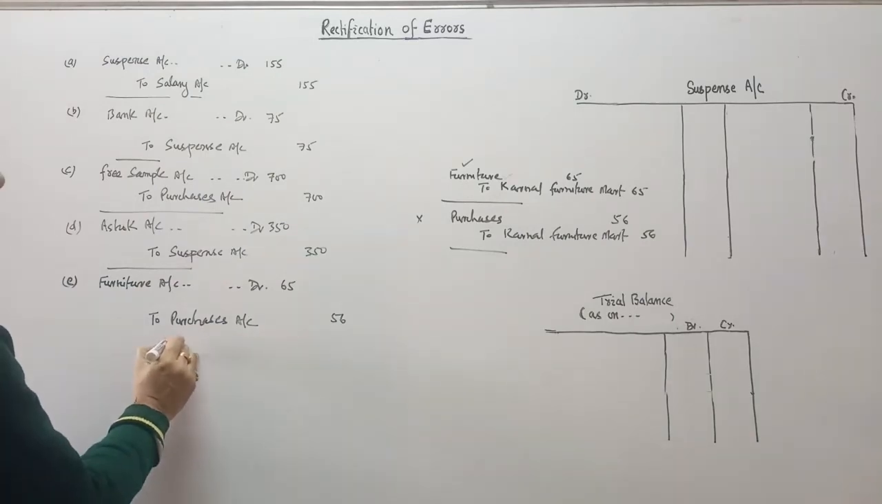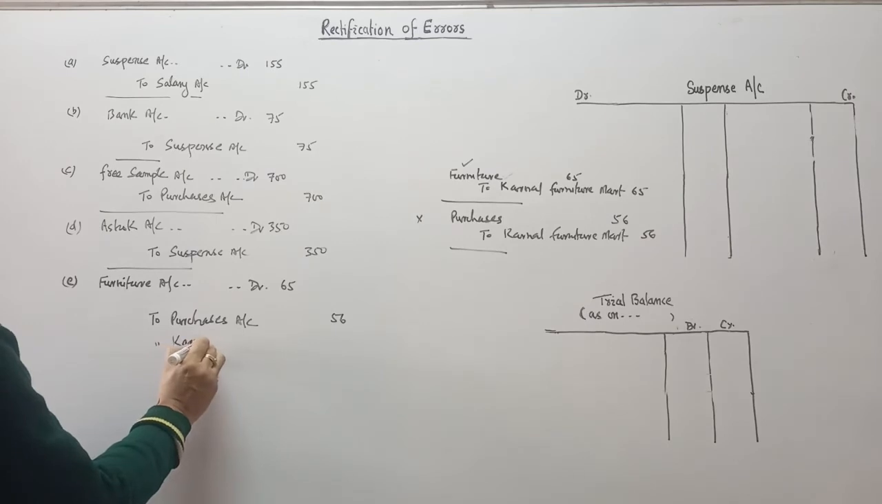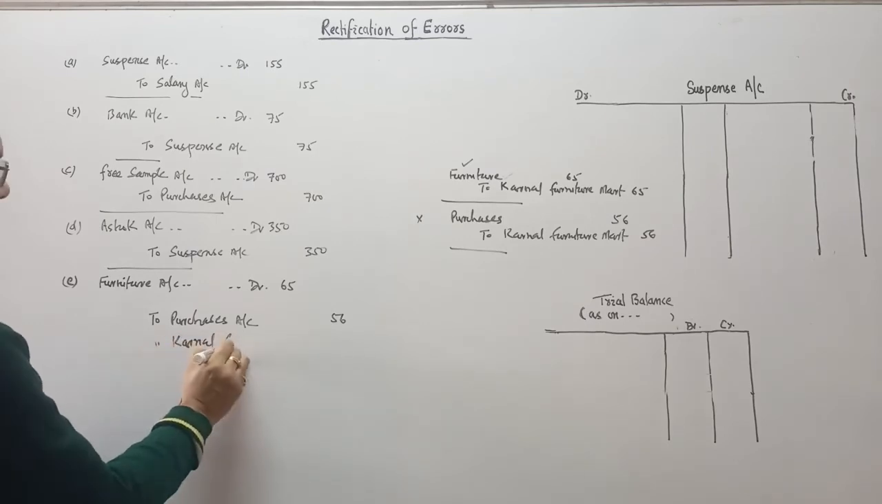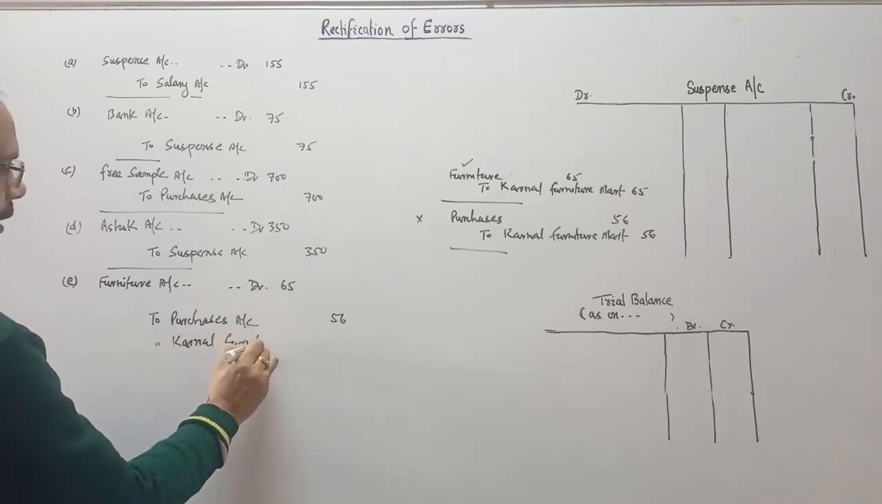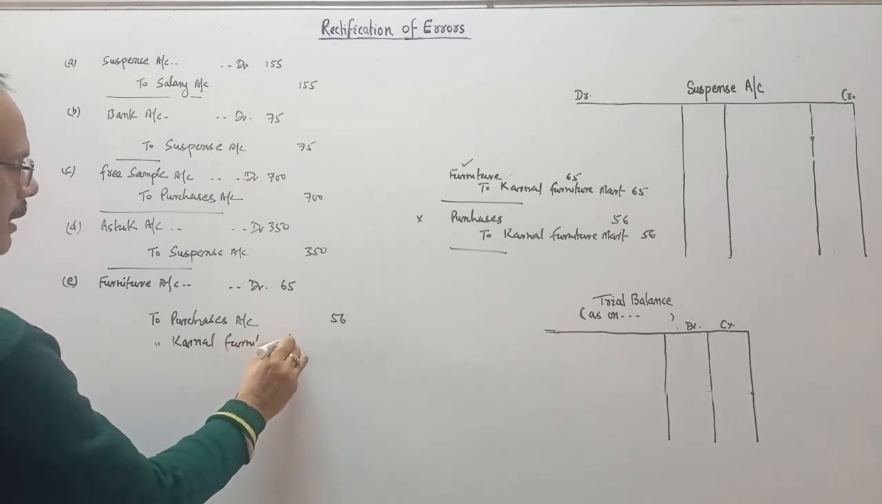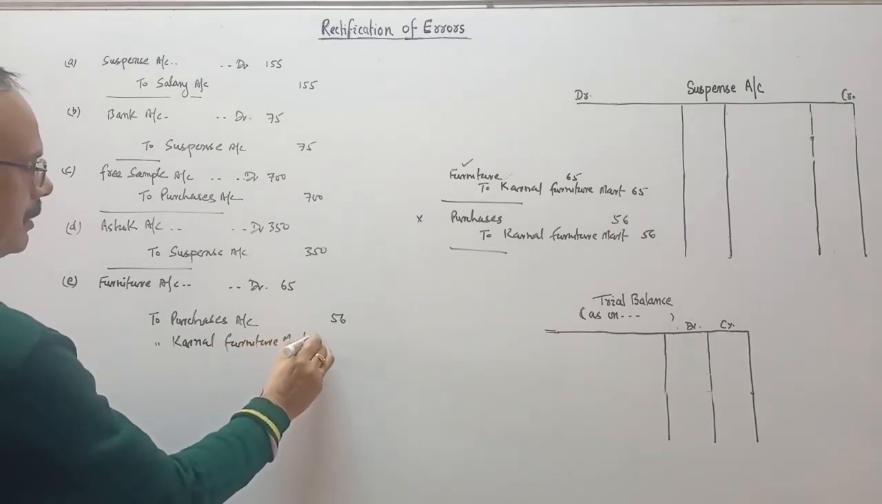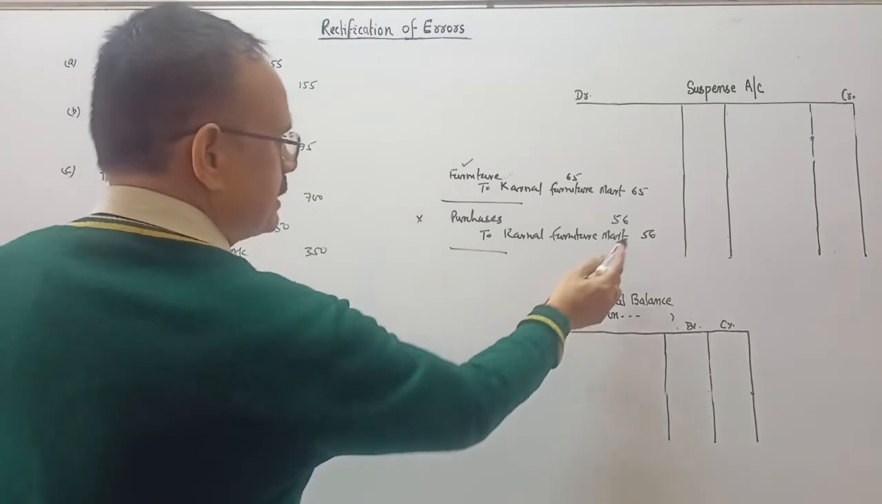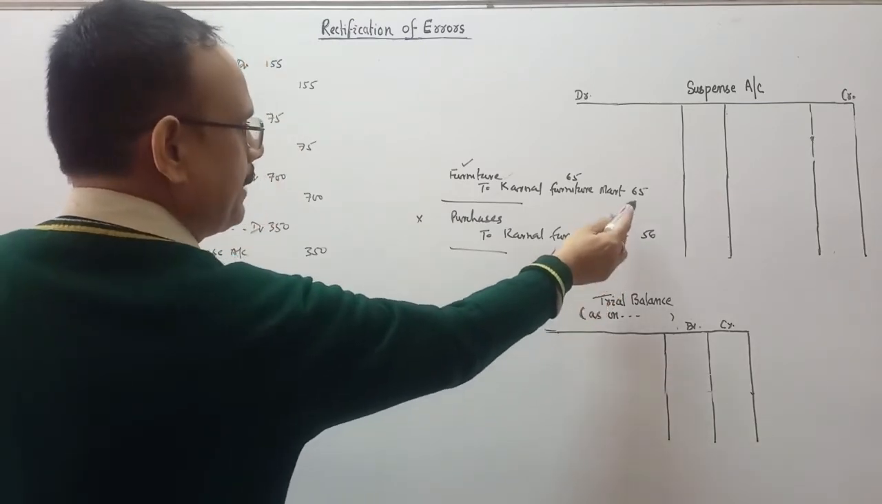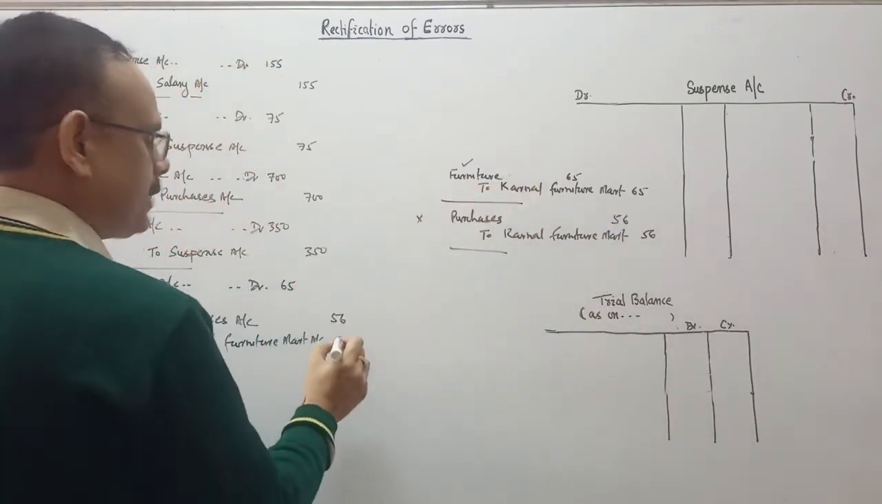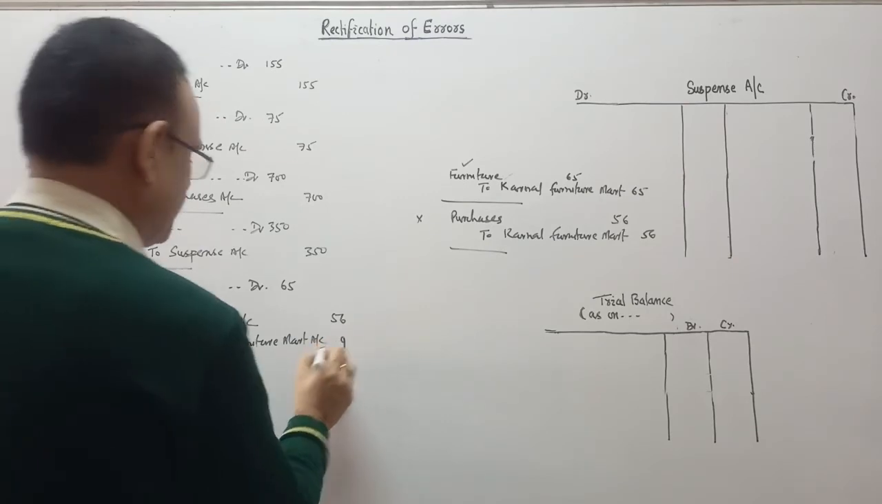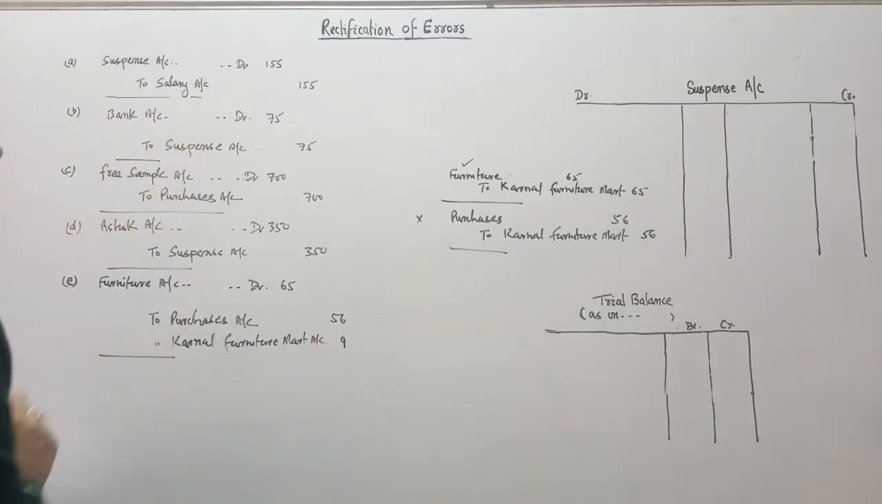So you credit now the additional amount which has not been credited, in the Karnal Furniture Mart account. 65 is to be credited and 56 is already credited. So how much do we have to credit further? 9 rupees. Now it is rectified.